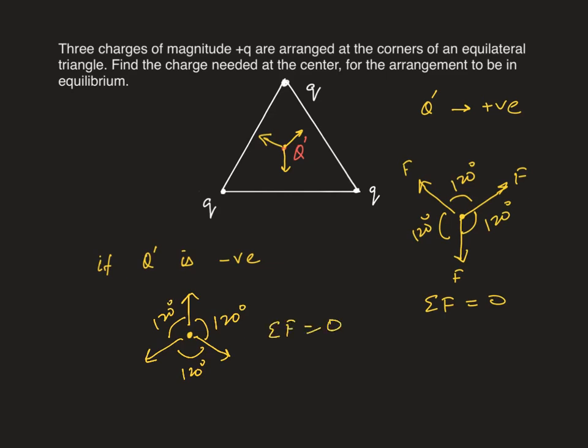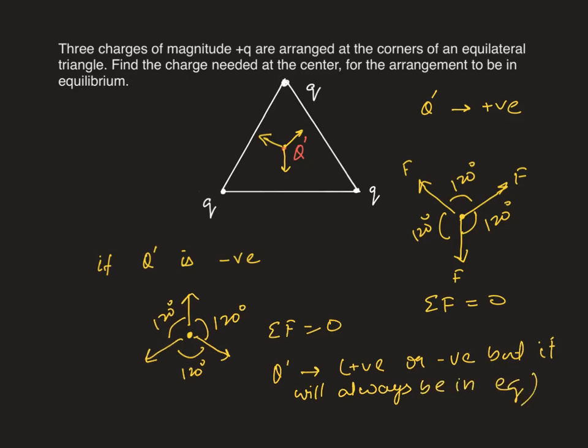So it does not matter what q dash is. q dash may be positive or negative, but it will always be in equilibrium. Now we are not interested only in the equilibrium of q dash, we are also interested in the equilibrium of the charges that are at the corners of this triangle. So all the three charges must also be in equilibrium. So let's change page and see what we can do about it.